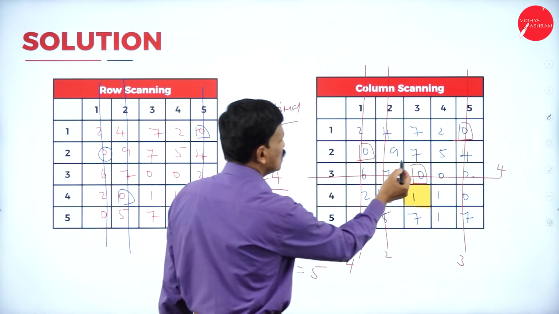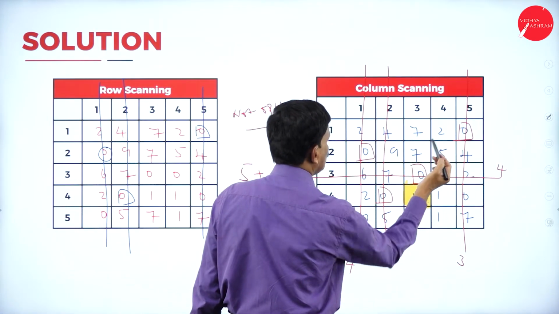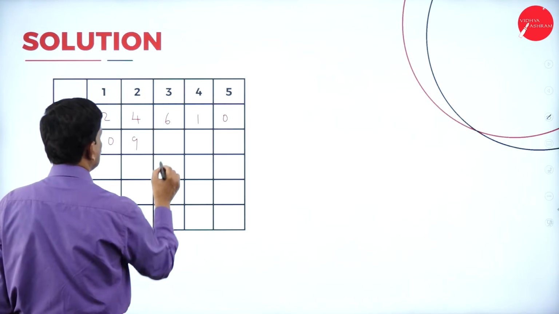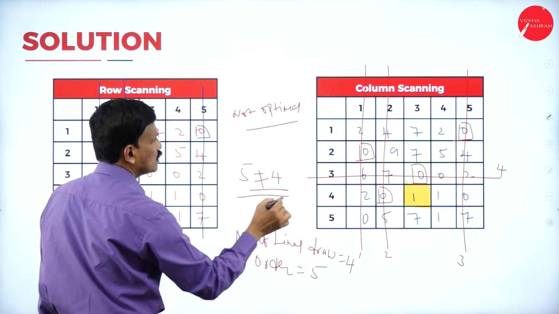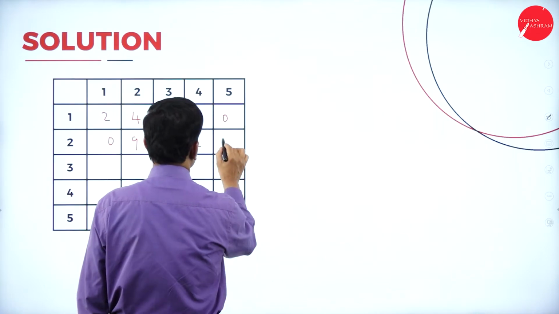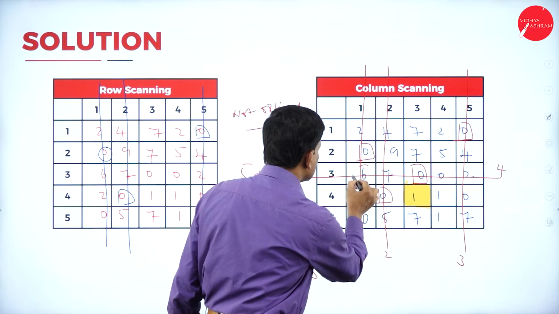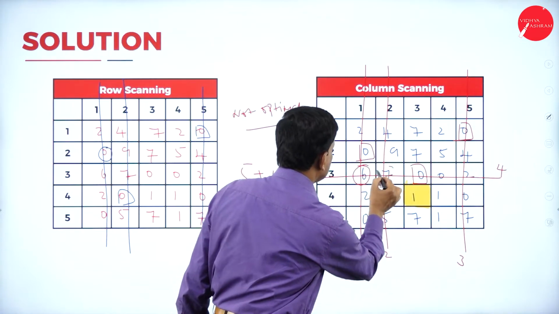Again, see here, 7 minus 1, 5 minus 1. 7 minus 1 is 6, 5 minus 1 is 4. 6 and 4. Then the last element is 4 as it is. Again, see here, there is an intersection. Here is also an intersection.